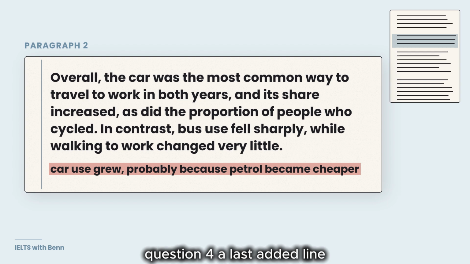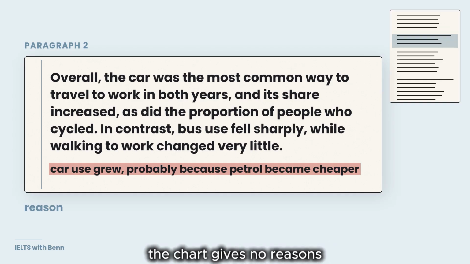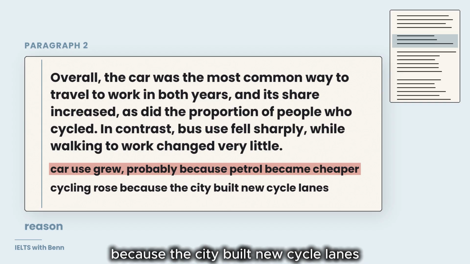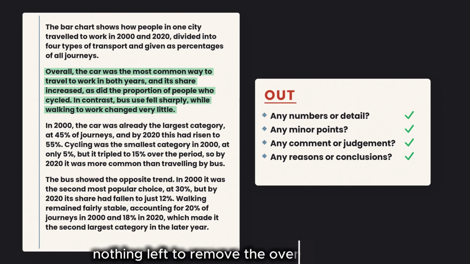A last added line. Car use grew, probably because petrol became cheaper. The chart gives no reasons. Probably because is a guessed reason. Remove the guessed reason. Another guessed reason, because the city built new cycle lanes. Remove that line too. 4 questions, nothing left to remove. The overview's done.